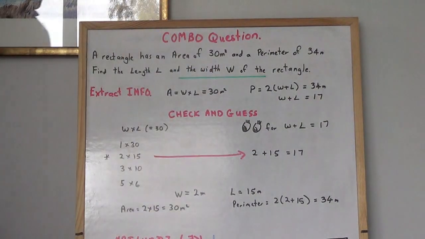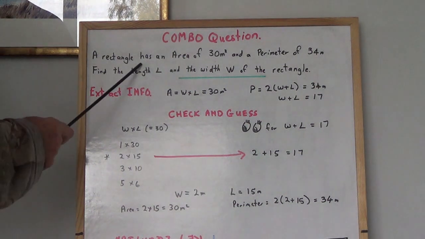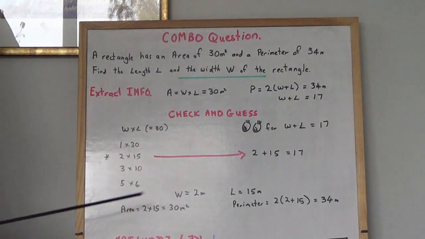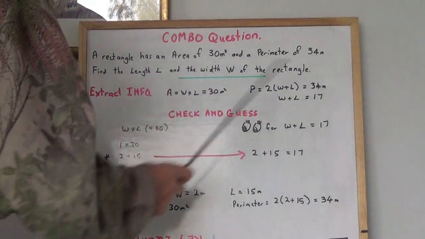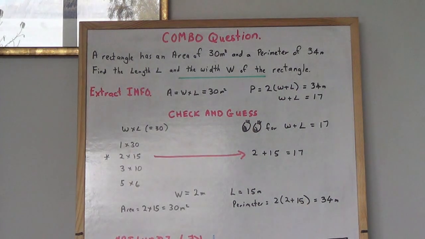Now, this will look quite hard for a start. A rectangle has an area of 30 meters squared and a perimeter of 34 meters. Find the length and the width of the rectangle. Alright, first step is extract the information.